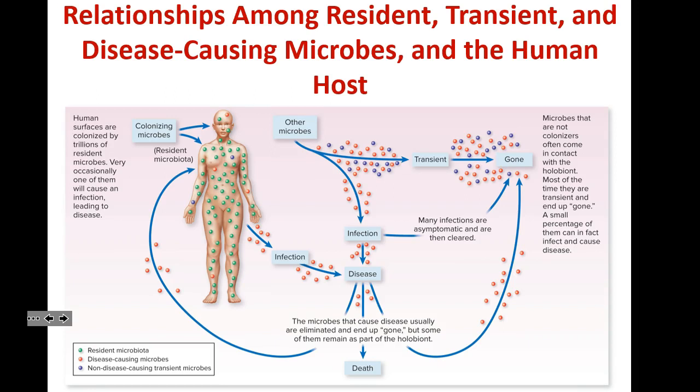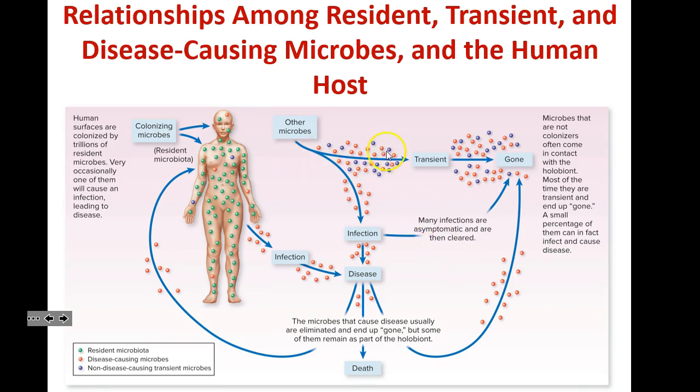Diphtheroids. Human surfaces are colonized by trillions of resident microbes. Very occasionally, one of them will cause an infection leading to disease. On this picture, we see colonizing microbes, all these little green ones here. Then we have some other microbes that are red that cause infection, and infection leads to disease. Many infections are asymptomatic and are then cleared. Asymptomatic means it has no symptoms.